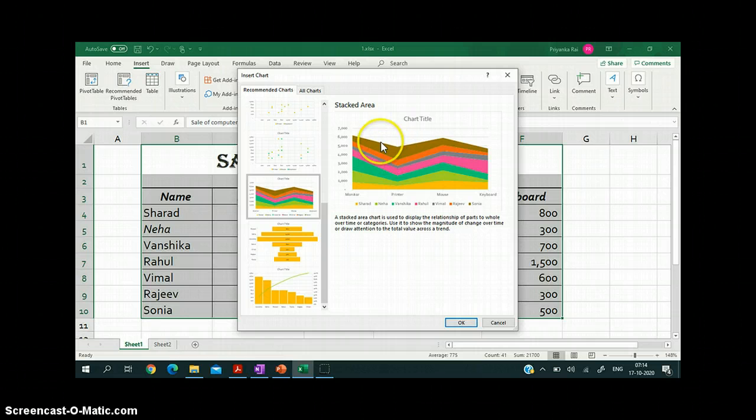You can see the trend is decreasing here, but as a part of the whole this is increasing. This has increased, but the value has decreased. The total value has decreased, but this part is increasing. In the same way, the value is decreasing, but the share is equal.